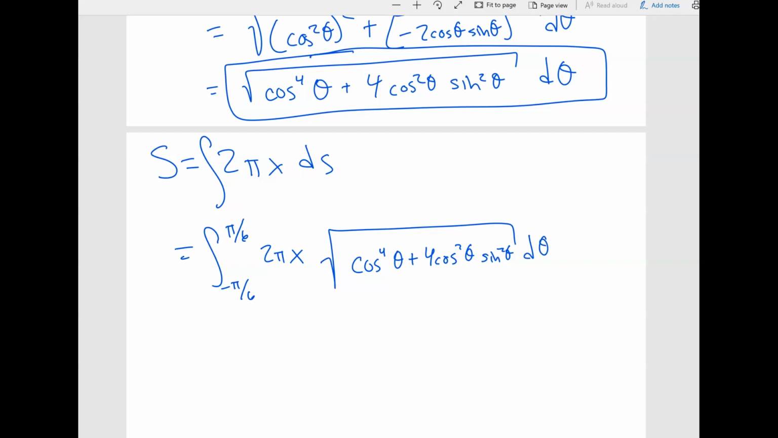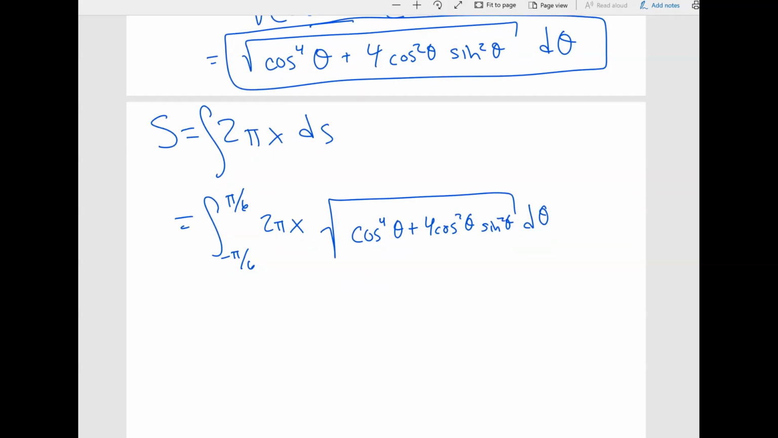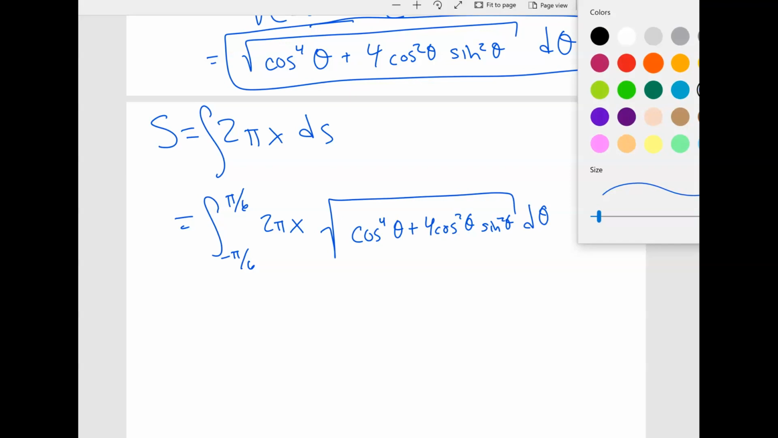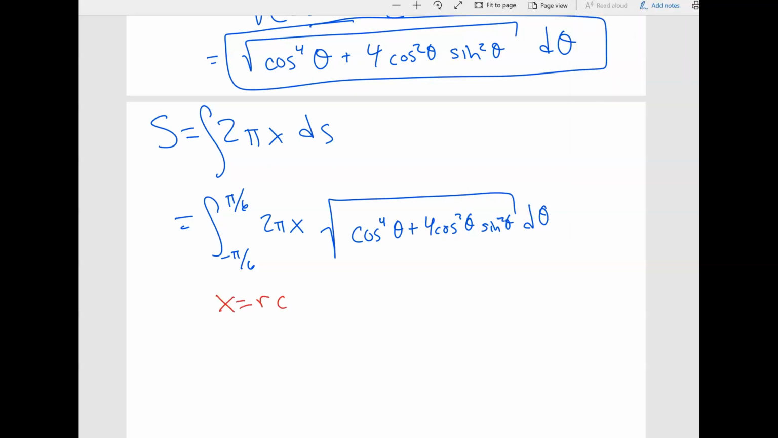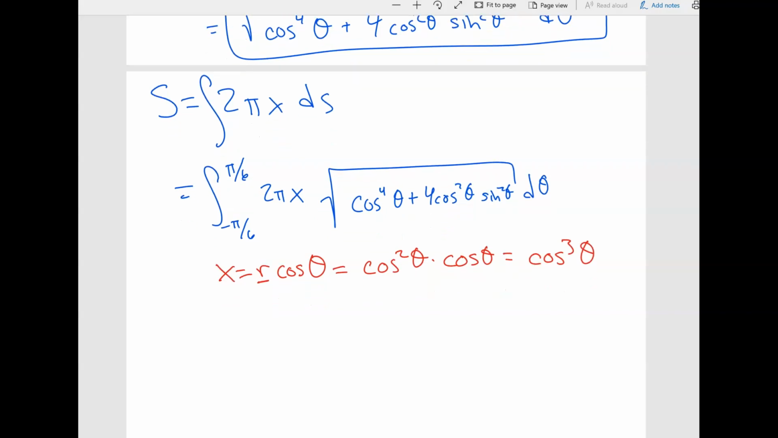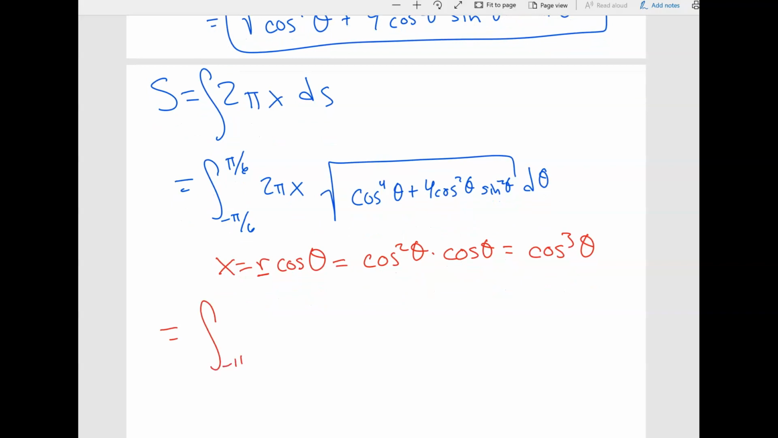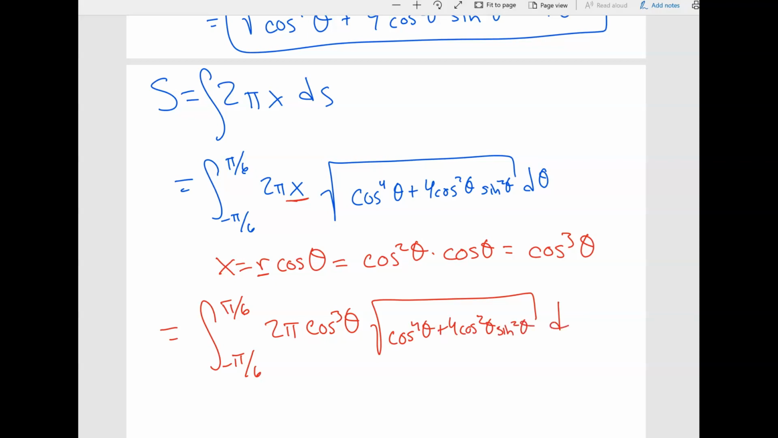Okay, now we have to think about what exactly x is. We know that x equals r cosine theta. We know what r is equal to. r is equal to cosine squared theta, and then you just have an extra cosine, which gives me cosine cubed theta. So this is going to give me the integral from negative pi over 6 to pi over 6 of 2 pi, and then x in this case is equal to cosine cubed theta, square root of cosine to the 4th theta plus 4 cosine squared theta sine squared theta, d theta.